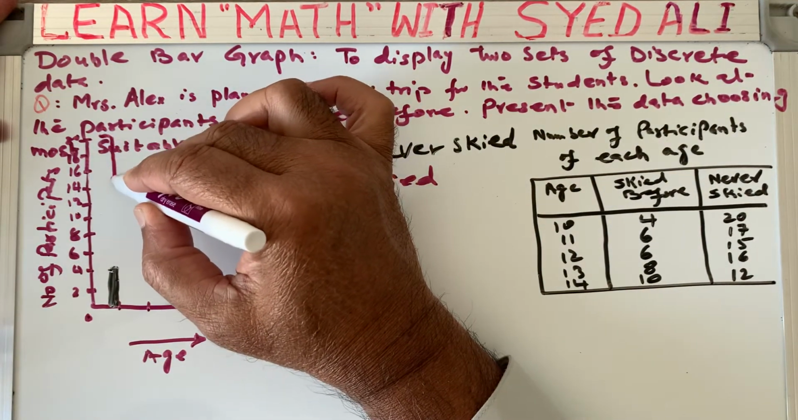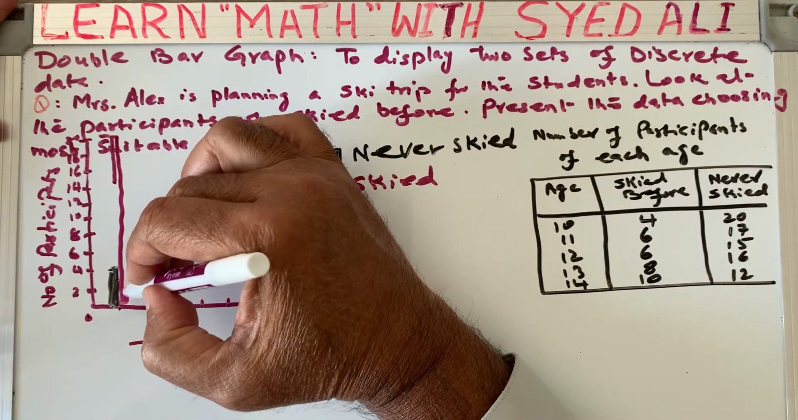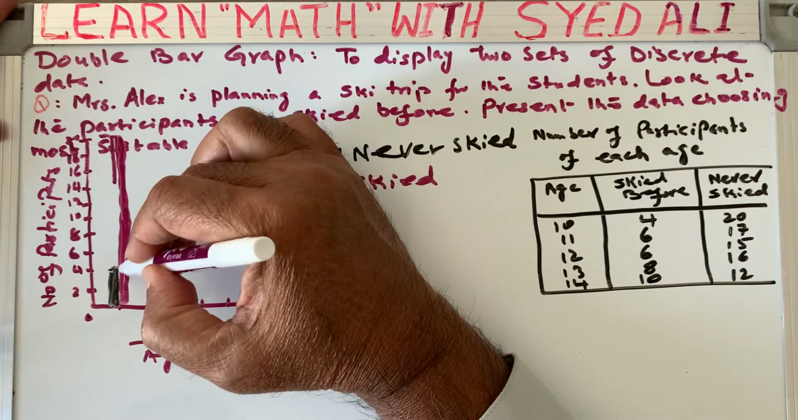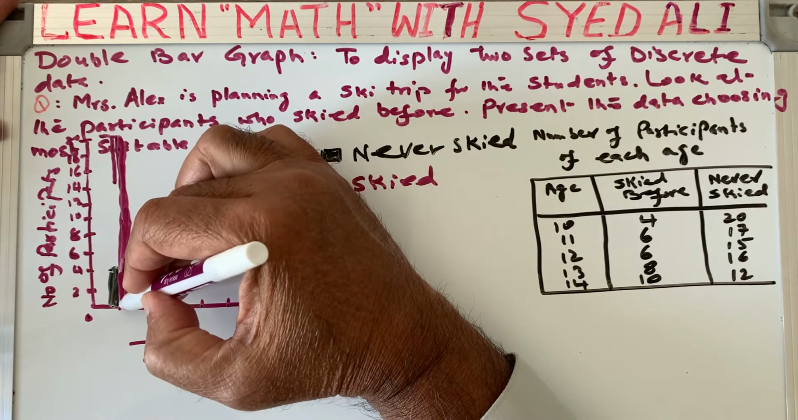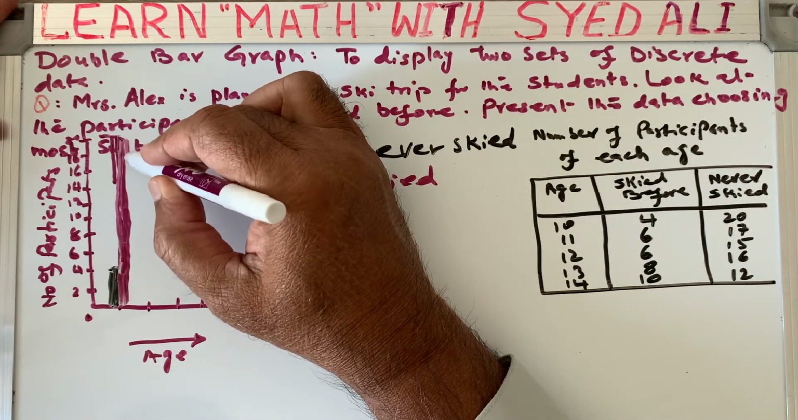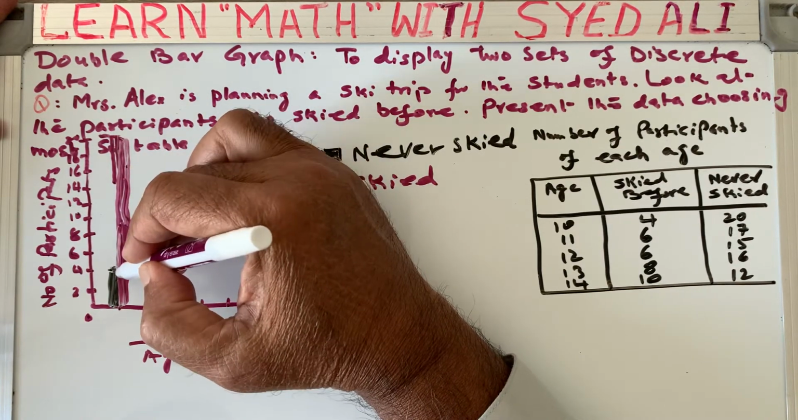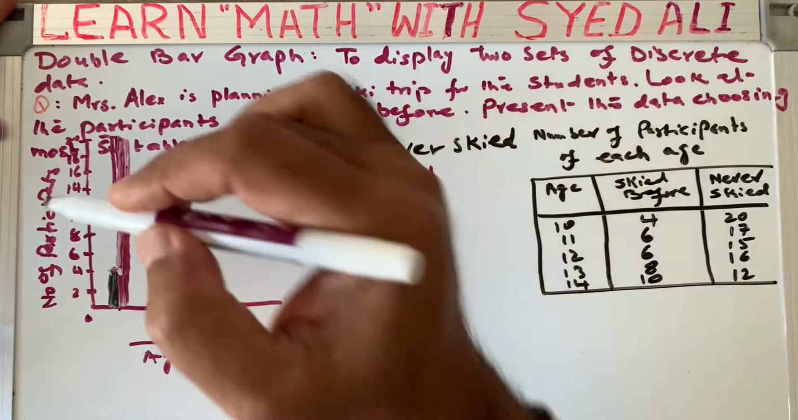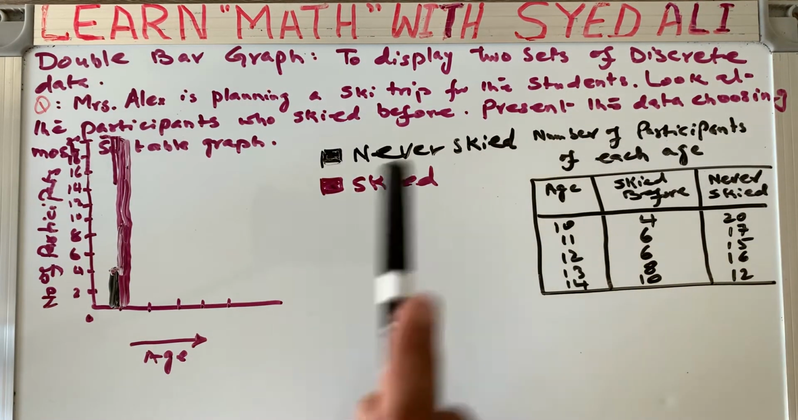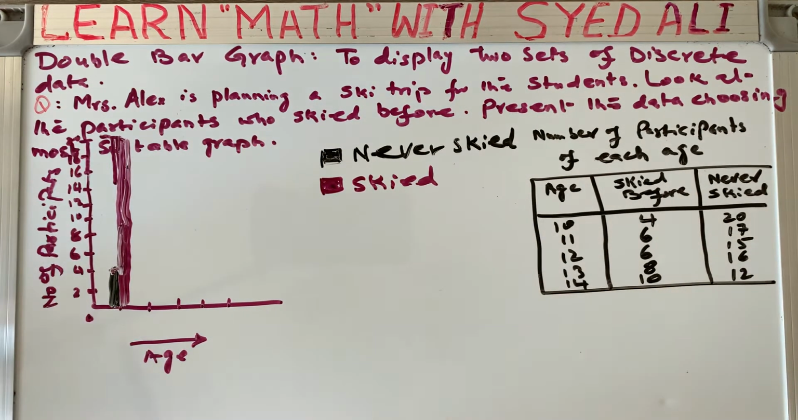So this is something like this, and the bar is showing that they are 20. This bar is showing me. So these are two sets of discrete data, right? I am just coloring it. Two sets of discrete data. Here clearly I can see that black is never skied. So the participants who never skied is 4, but those who skied before number 20.